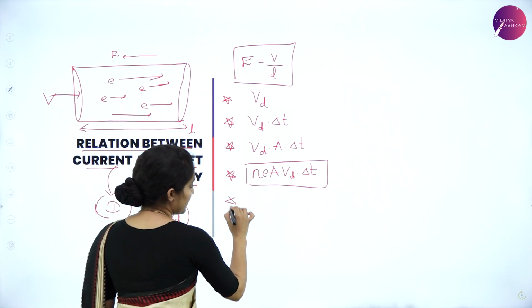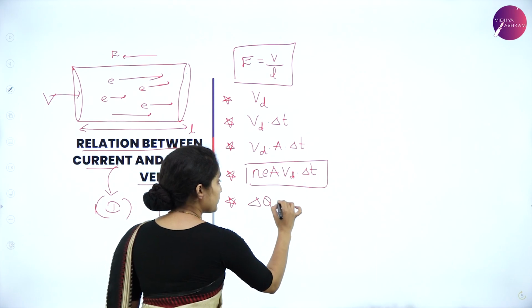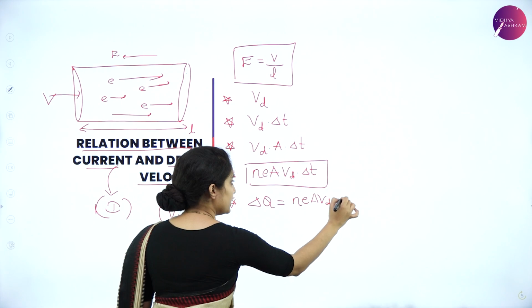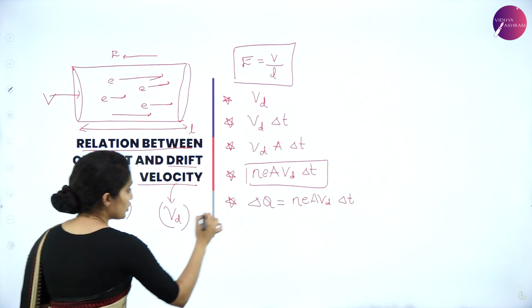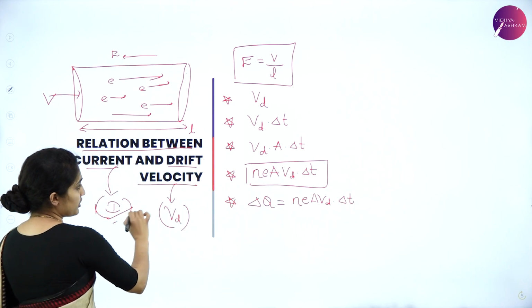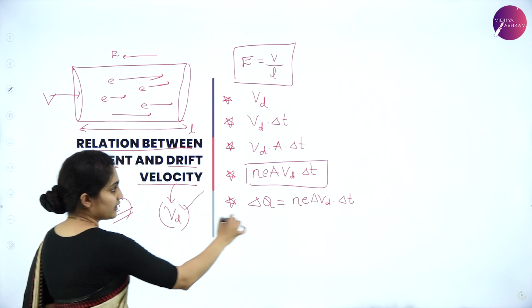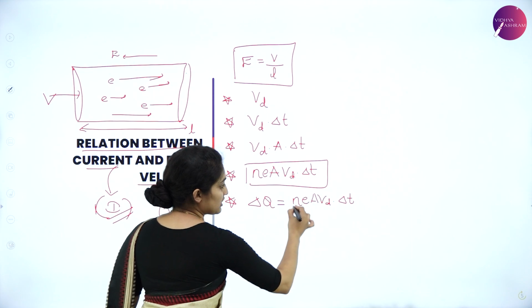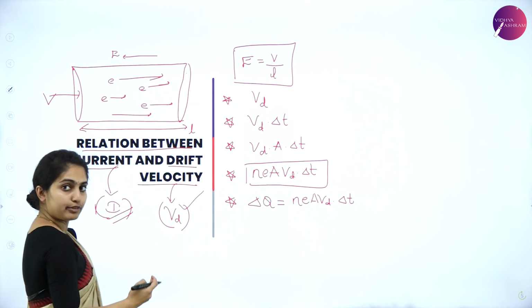So it can be given as delta Q is equal to nEA Vd into delta t. As you all know, we have to equate with respect to current. We have Vd here finally and there is no current I, so with respect to this we can't equate. So let us go to the left hand side.